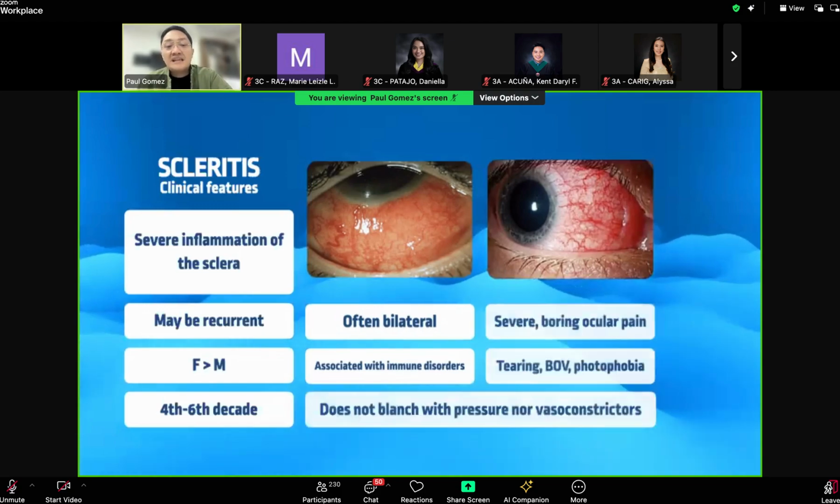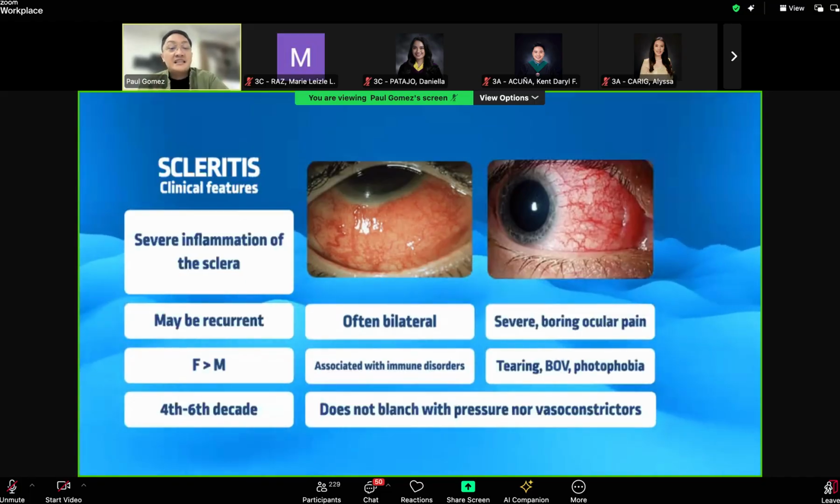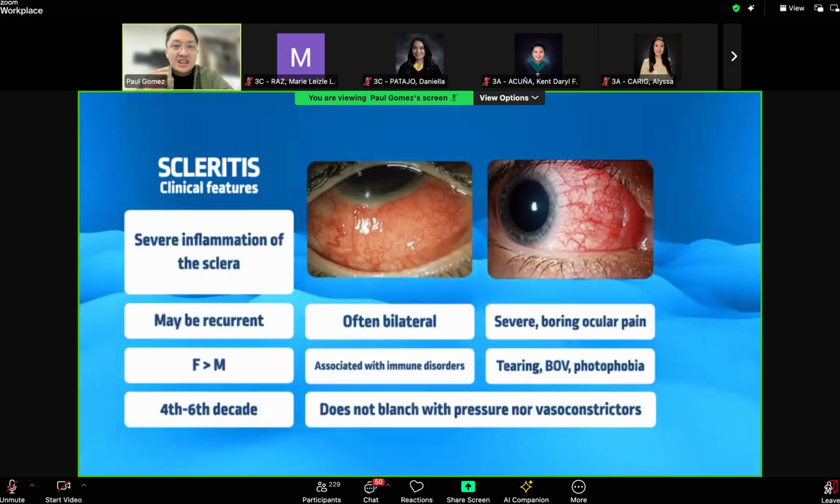The patient may complain of a severe, boring ocular pain associated with tearing, blurred vision, and photophobia. And you can see in these pictures, it's not highlighted well, but the vessels that are inflamed are not just in the episcleral area, they are deeper in nature, in the sclera itself. And even if you instill phenylephrine, a vasoconstrictor, it does not blanch.